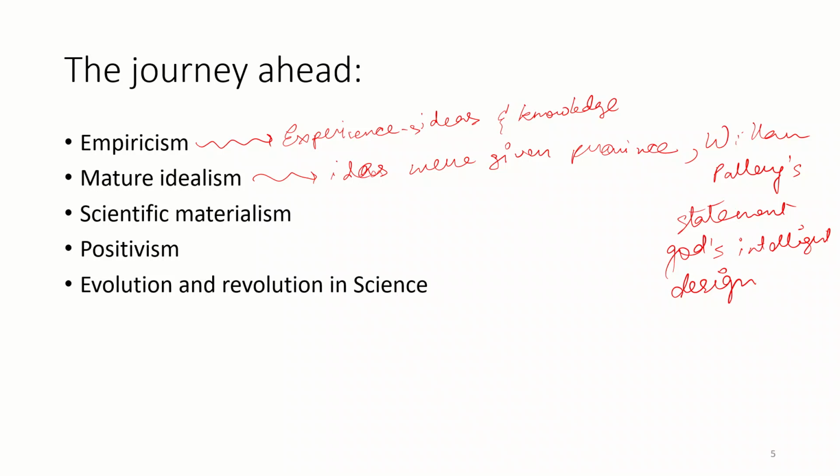Then we got to the period of Charles Darwin, who developed how living organisms developed, and then the cell theory was also derived at that time. Then we had the period of scientific materialism, around the 19th century.